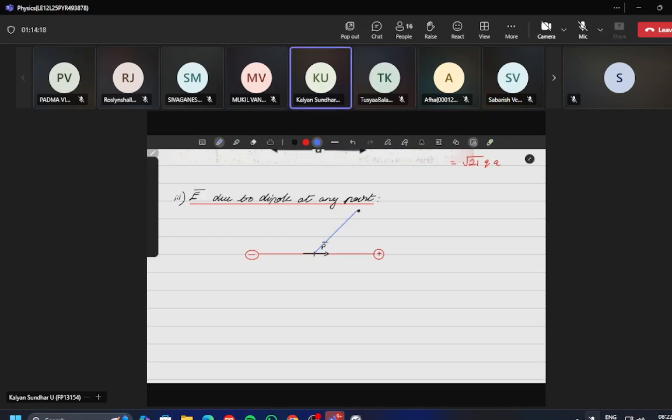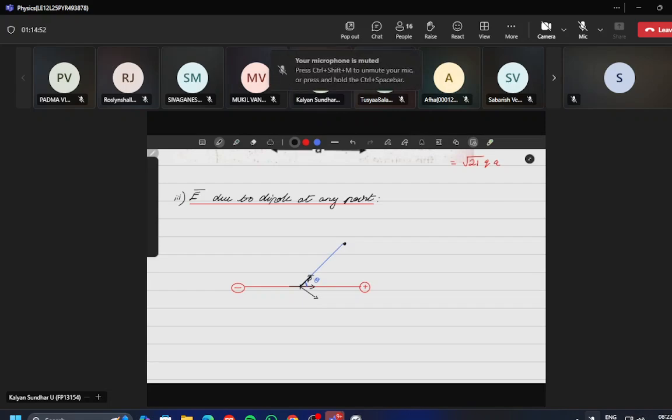So at this point you have to calculate, right? And this makes an angle of theta. Right, sir? So this is your dipole. Now what we are going to do is split this dipole vector up. How can we split this dipole vector? If we resolve it into components, one is along this direction, another one is along this.